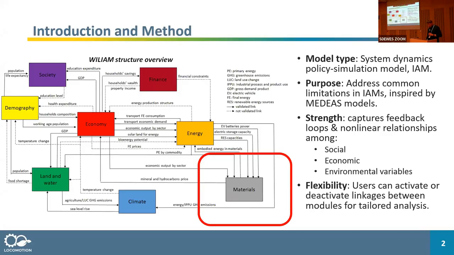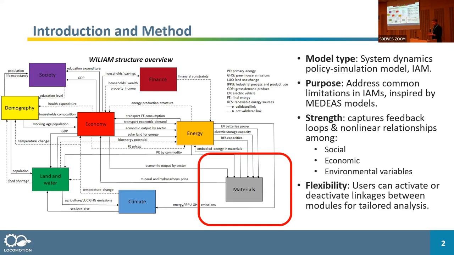Because we are part of LOCOMOTION. What is LOCOMOTION? It's a big integrated assessment model, and it consists of several submodules. We have modeled the society, finance, economy, demography, energy system, and climate, land, water, and materials. And that part of materials is what I will present to you.